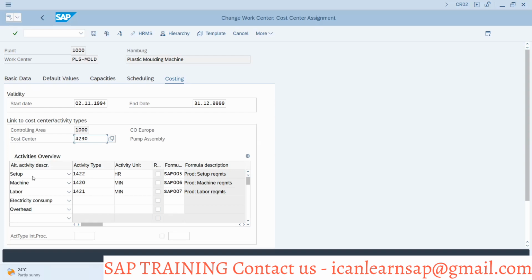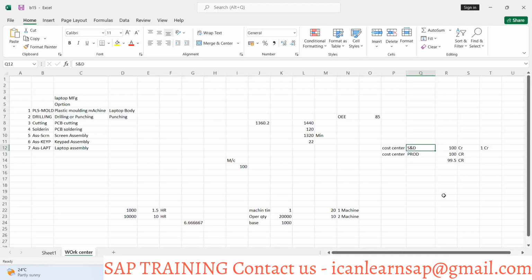Now you have setup time. Okay, let us go for this, very simple. I will say setup, then I will say machining, and I will say labor. These are the three parameters.